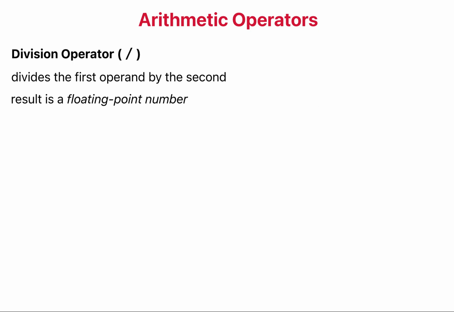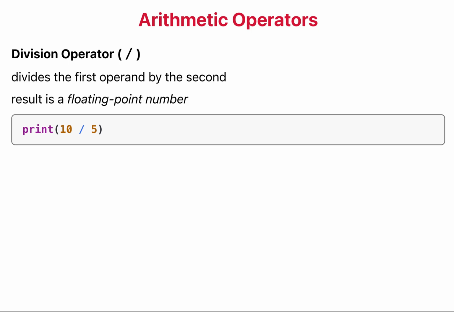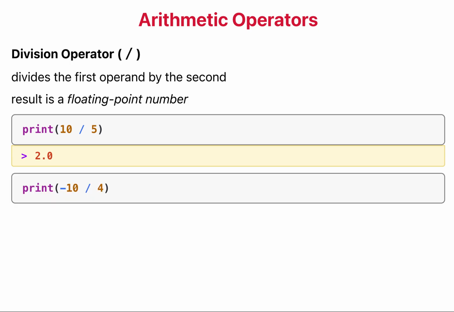Also, the result is a floating point number. So, when we divide 10 by 5, the output returned is 2.0. Note that even if the number 10 is completely divisible by 5, the result is a floating point number 2.0, since the division operator always returns a float value. Similarly, when we divide negative 10 by 4, the output returned is negative 2.5.